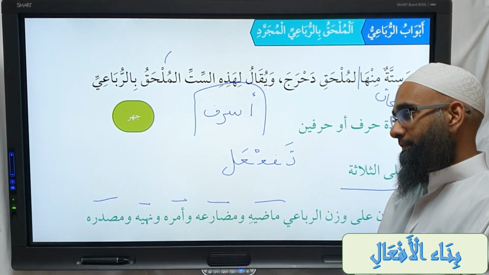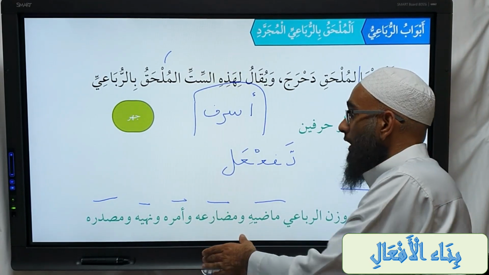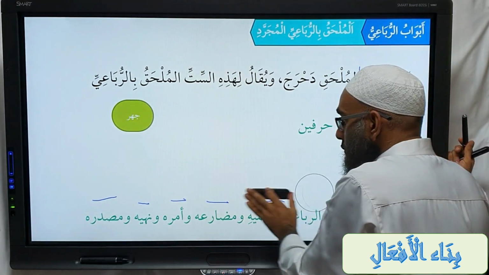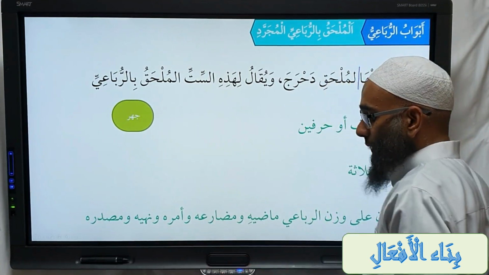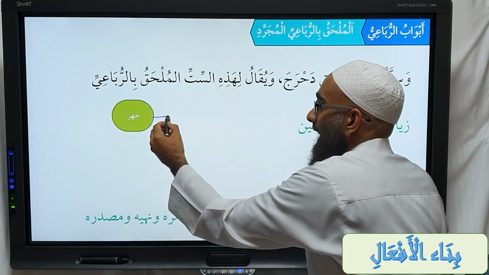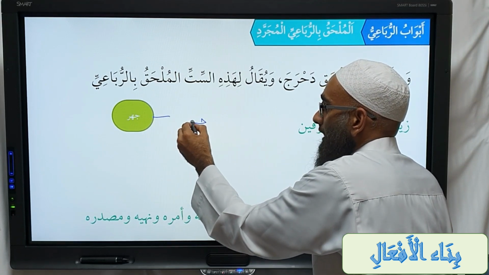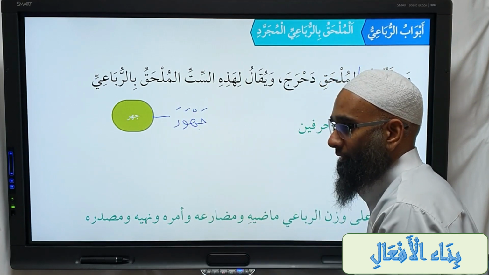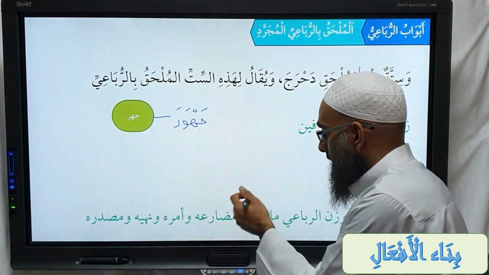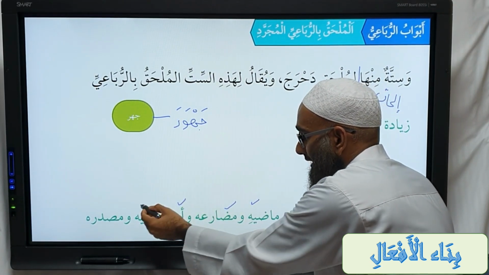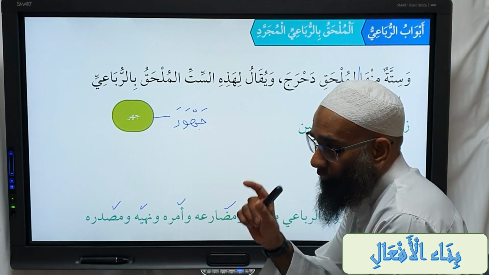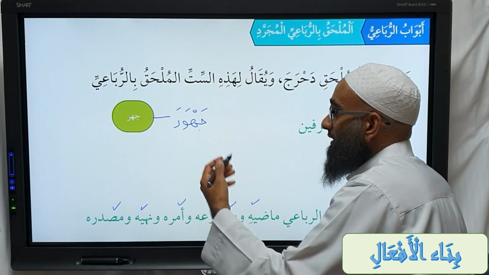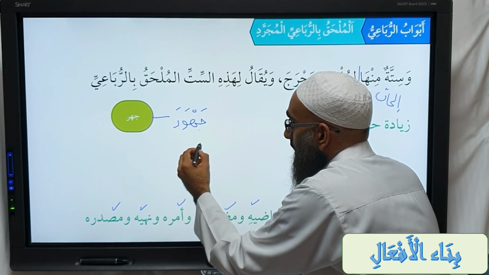In the example of hawqala, an easy example now. Okay, so let's analyze this here. You have the word jahara. Now what the Arabs do, they add 1 letter. They say jahwara. Now jahwara, the madhi, mudari, amr, nahi, and masdar, all are on which pattern? Same as dahraja. Dahraja. So jahwara.